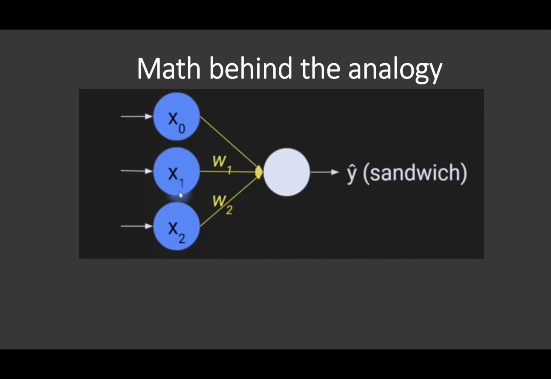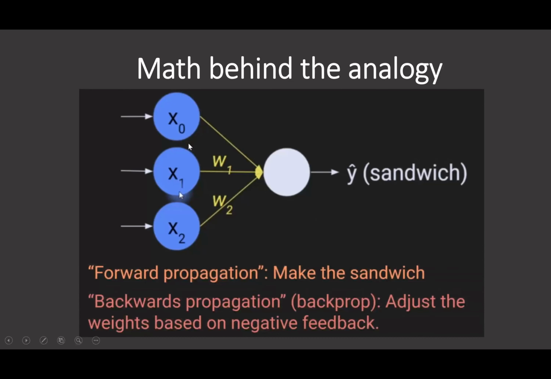From here, I would like to explain what forward and backward propagation are. Forward propagation is simply making a sandwich. That's it, like a forward approach. Backward propagation is adjusting the weights based on the negative feedback. For example, if you pass these parameters into this function and make a sandwich, and this time the sandwich has very little peanut butter and the customer is unhappy, we have to go back and adjust these parameters and again make a sandwich. This time the customer says yeah, we have more jelly, so again go back and adjust the jelly here, and this time the customer is satisfied.